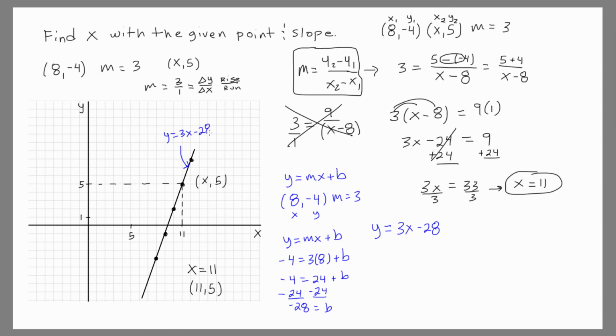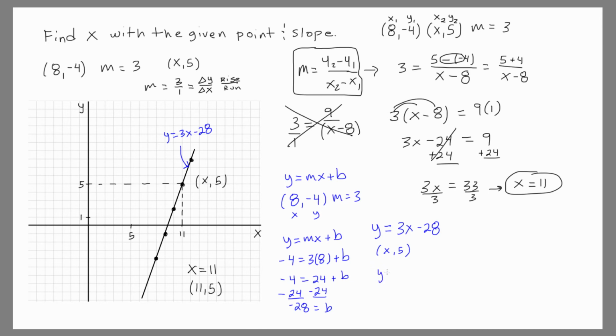So the equation of this line we now know to be y is equal to 3x minus 28. That means it has a y-intercept of negative 28, which we can't see over here, right? But if we did, we would find out that this line crosses the y-axis at negative 28. We do know that this line has a slope of 3. Okay, so now that we have this information, we can use our point that we're looking for, right? x comma 5. We have y, but we don't have x.